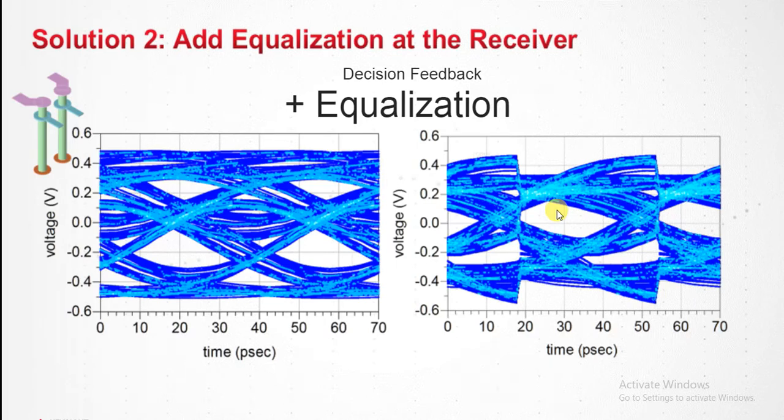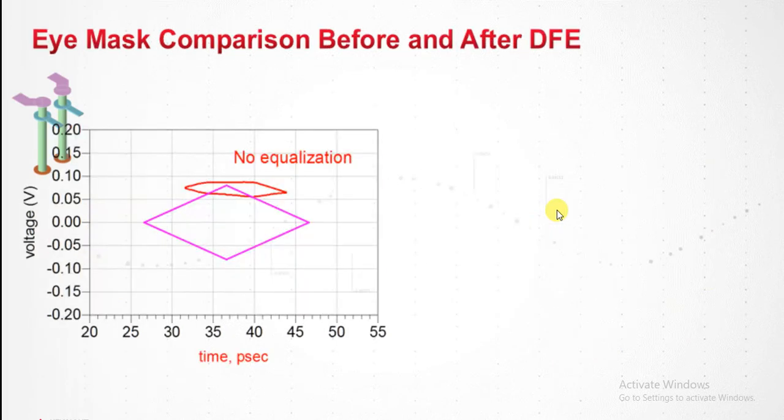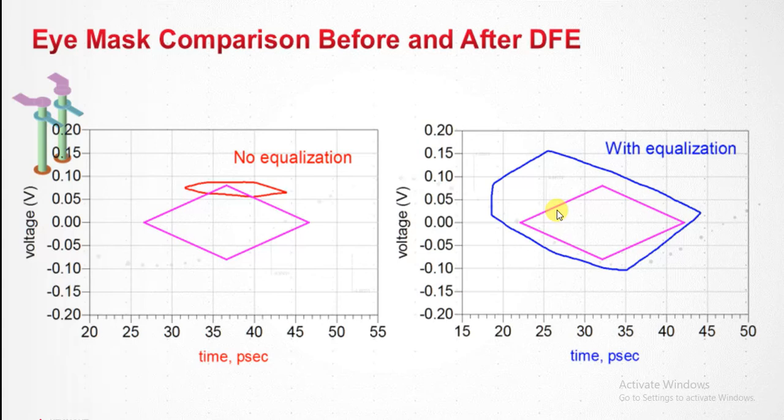Now to convince you, here is before equalization. The red curve shown here is without equalization, and I put a mask here for comparison, for scaling purposes. When I put on the same scale what has been equalized, that is the equalized eye with DFE, we can see that the mask that was totally outside of the non-equalized contour is now inside the equalized contour. That tells us our equalization is working. That's our second solution.